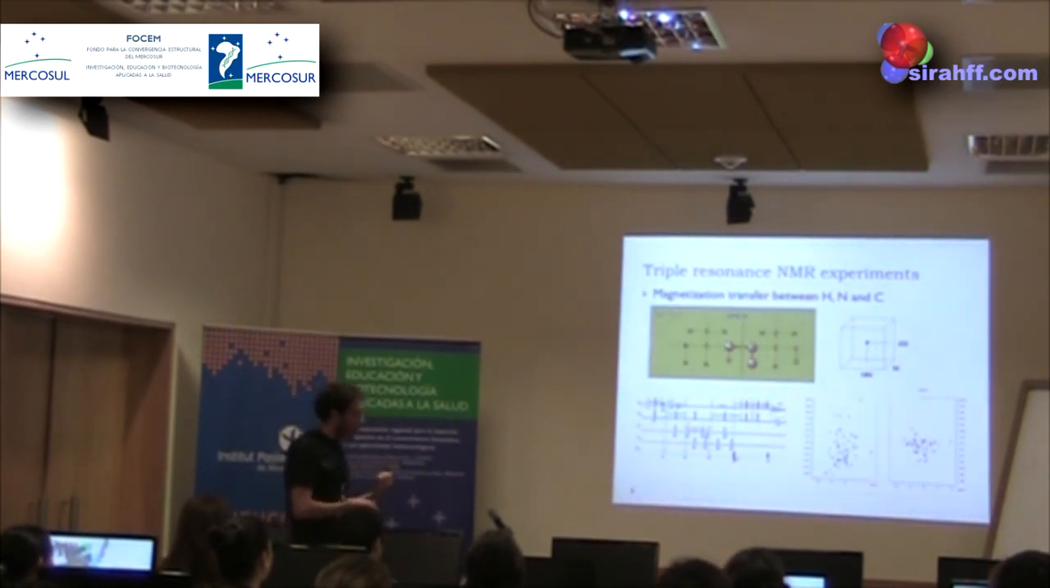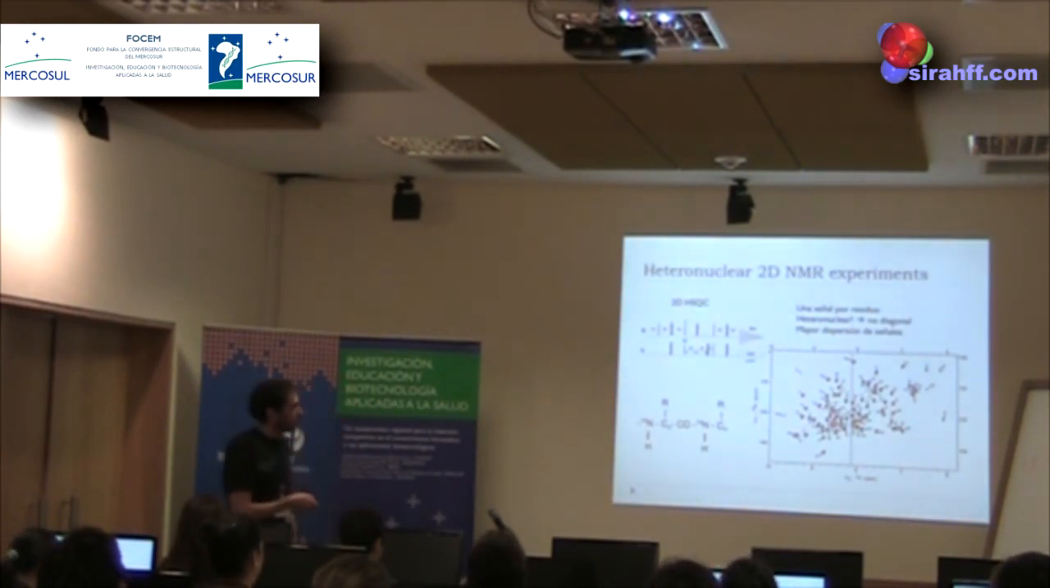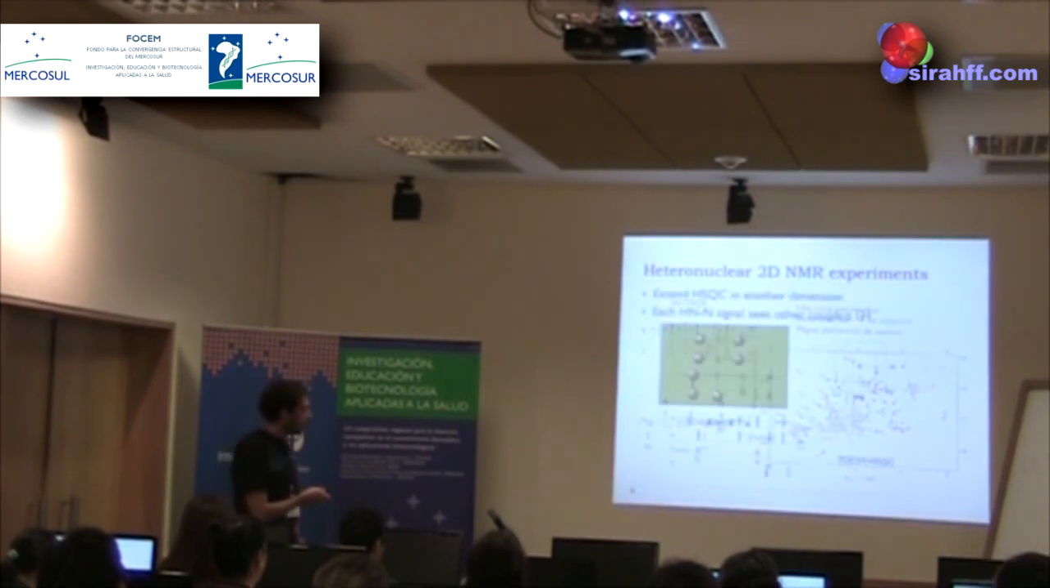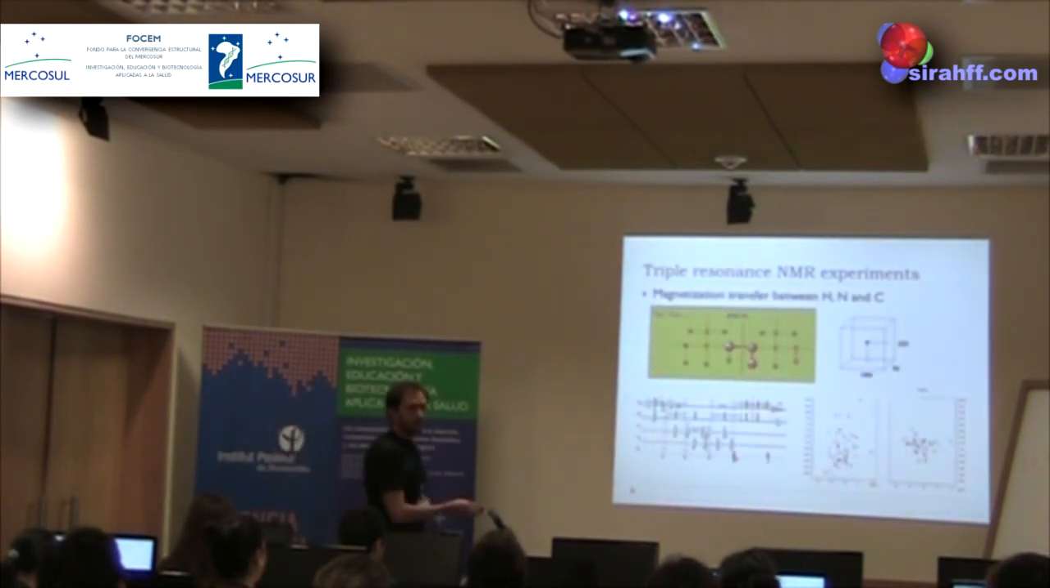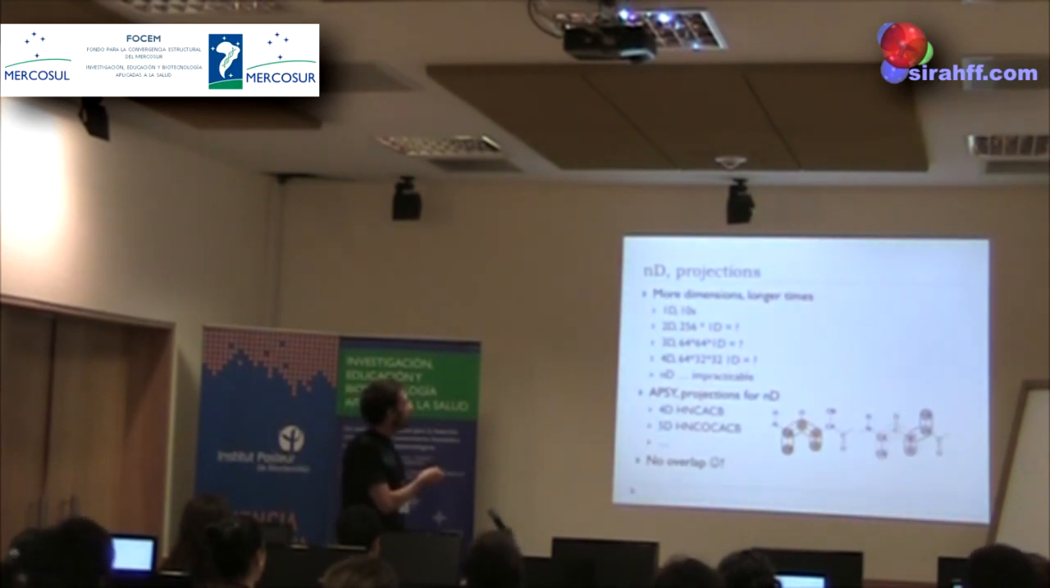Even if you get some overlap in your 2D spectra, here for instance, it's a very, very beautiful spectrum, but there is some overlap. Here you have some overlap. You cannot really tell if you have two, three, four, two. You can go to higher dimensions, 3 dimensions, 4 dimensions, 10 dimensions. Okay, you can repeat this as far as you want. The only problem is time.